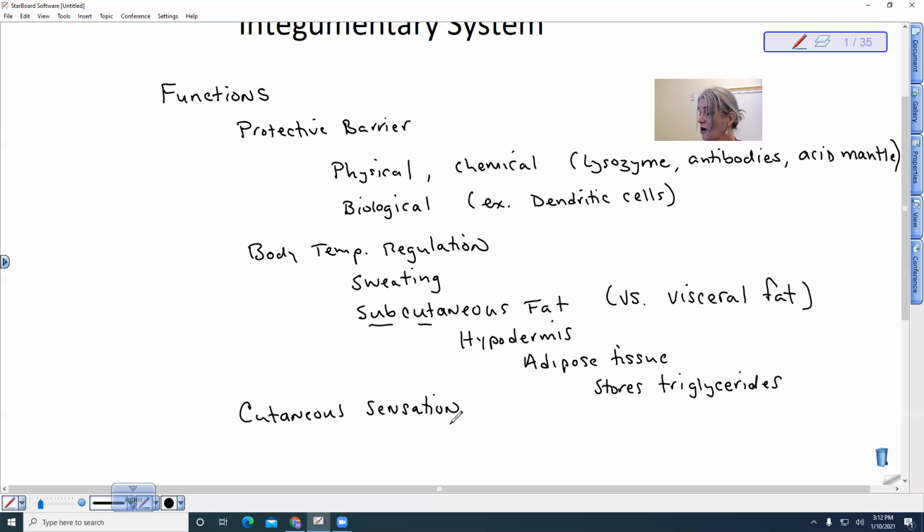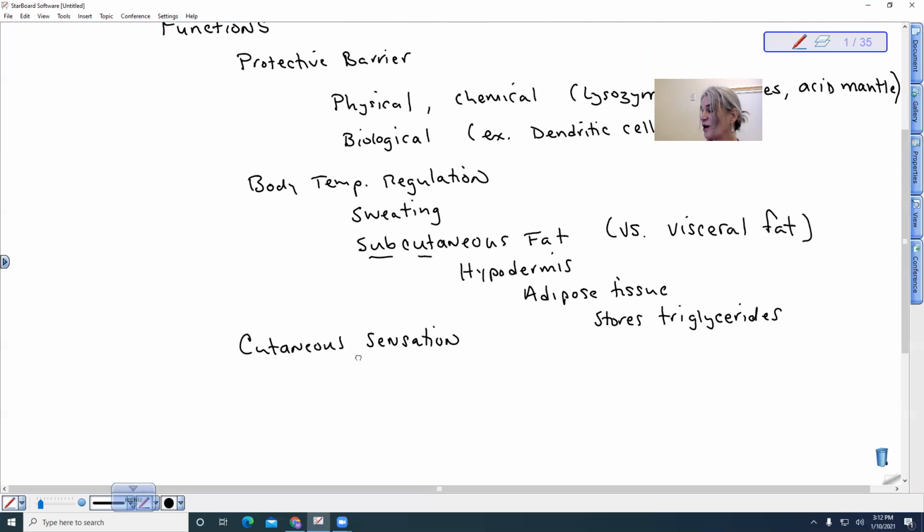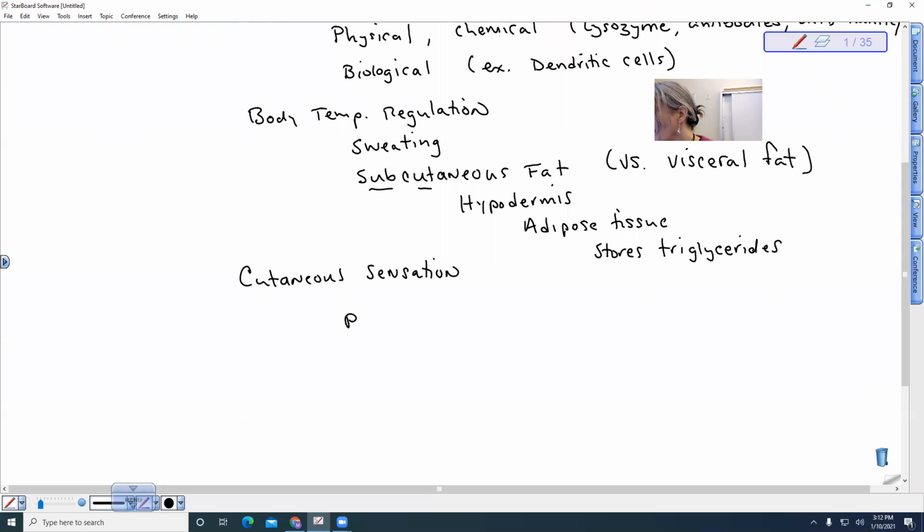So located in our skin, we have specialized neurons. For example, we can feel pain, right? We have specialized neurons that are able to detect if your skin has become damaged. It's really important that we know when our skin is damaged so we can take precautions, like, for example, preventing excessive blood loss, or maybe cleaning the wound, right?